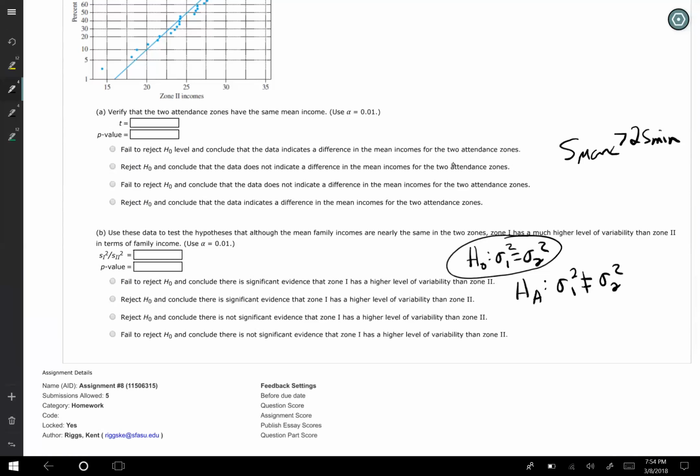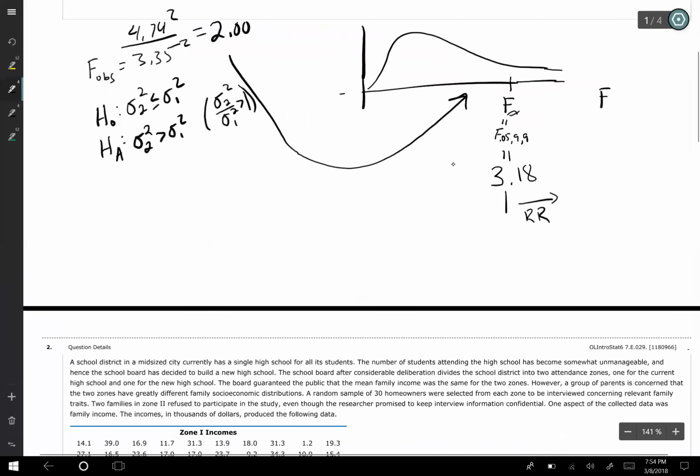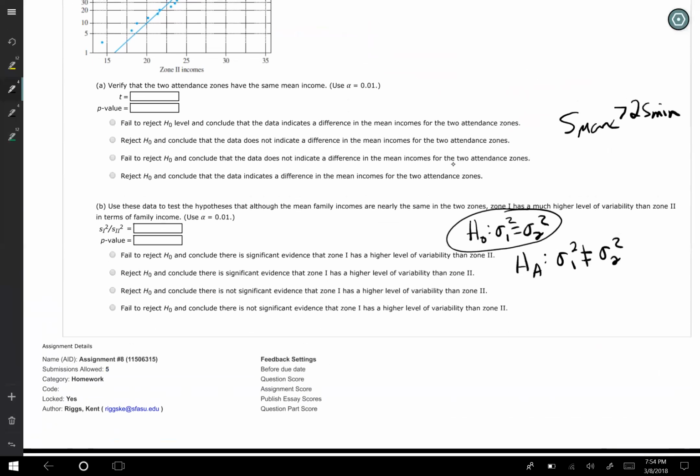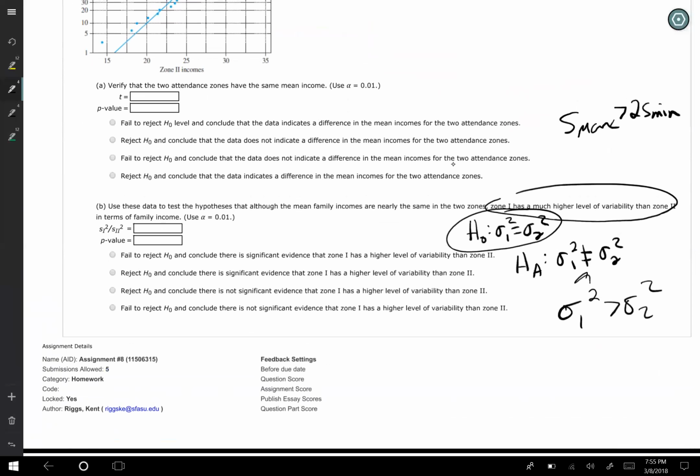Now, all that said, in part B they actually want you to test if zone 1 has a higher variability than zone 2. So they're not doing a two-tailed alternative. They're doing an alternative that would be sigma 1 squared greater than sigma 2 squared. This is the one-tailed alternative.